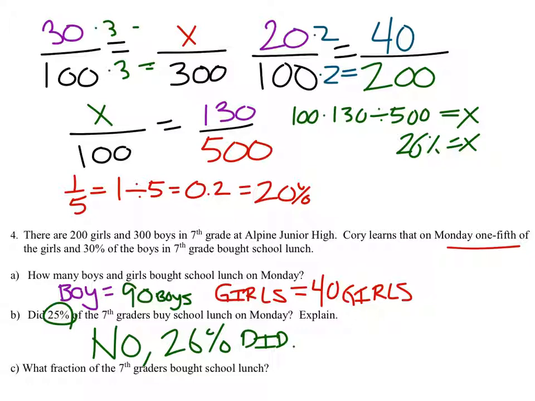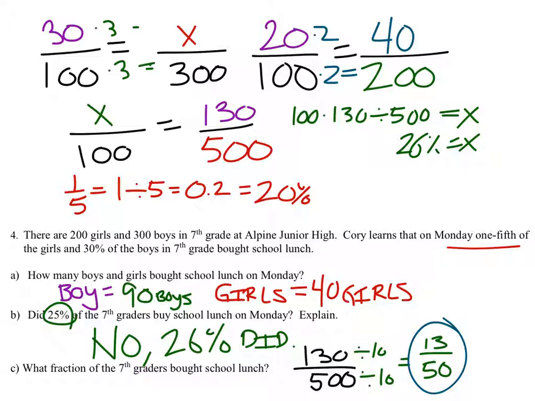Then what fraction of the 7th graders bought school lunch? Well, we saw that 130 people did out of 500. But both of these are divisible by 10, which gives us 13/50ths. And that would be it right there. That can't be simplified any further.